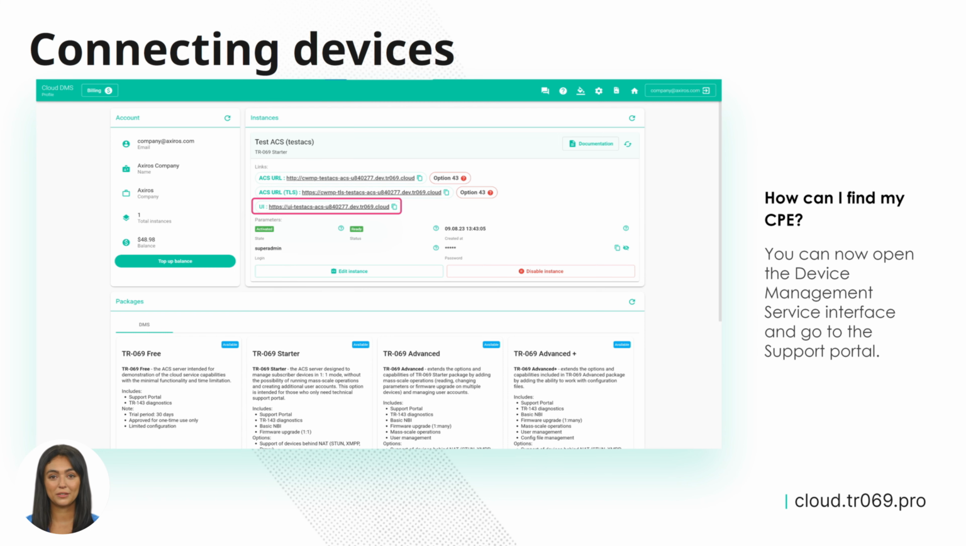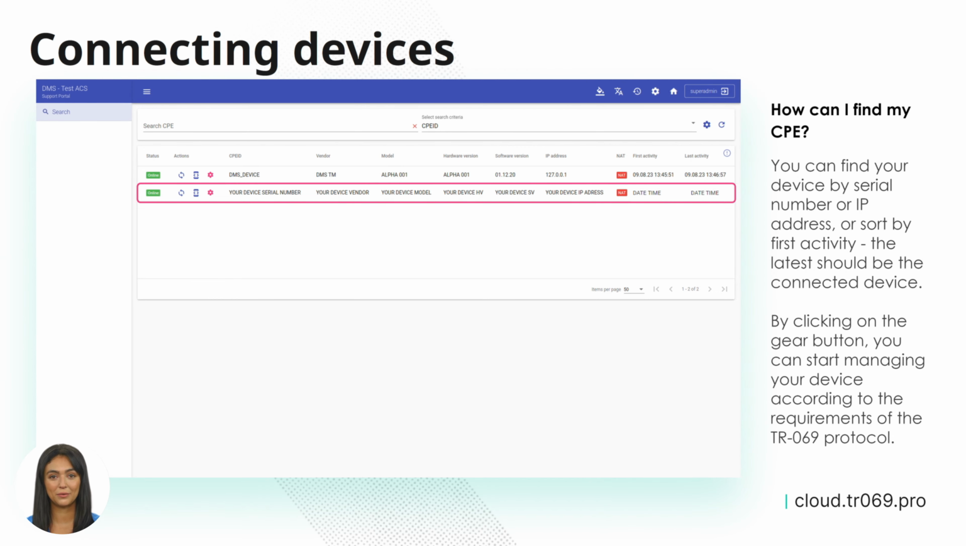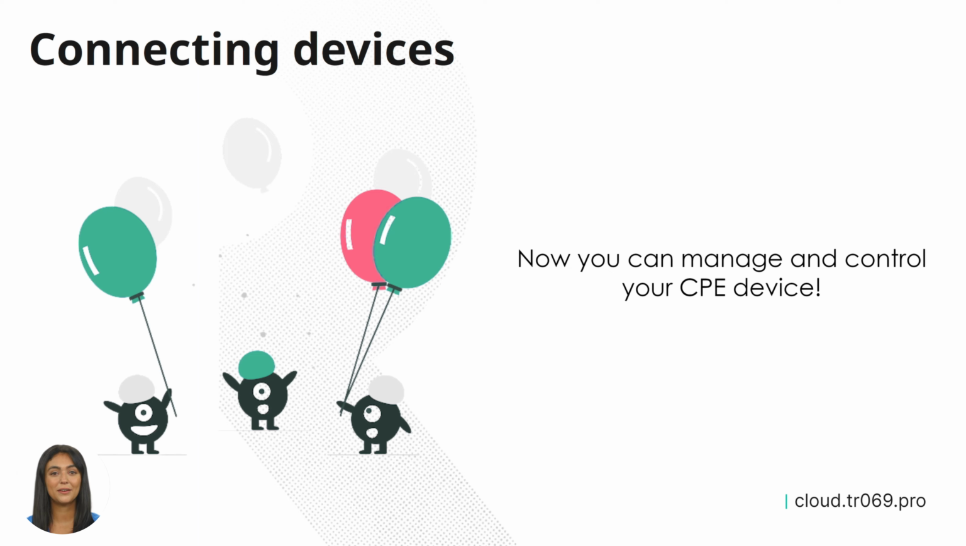How can I find my CPE? You can now open the Device Management Service interface and go to the support portal. You can find your device by serial number or IP address, or sort by first activity. The latest should be the connected device. By clicking on the gear button, you can start managing your device according to the requirements of the TR-069 protocol. Now you can manage and control your CPE device.